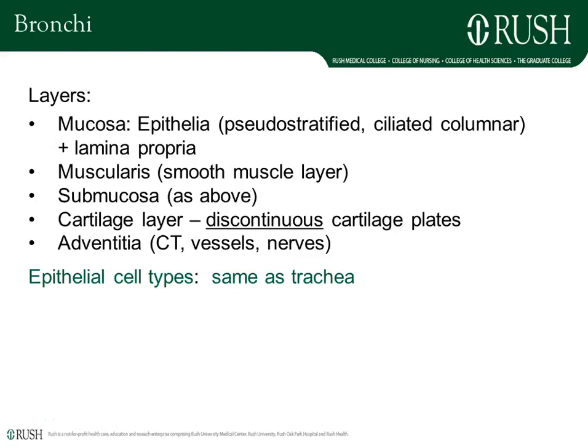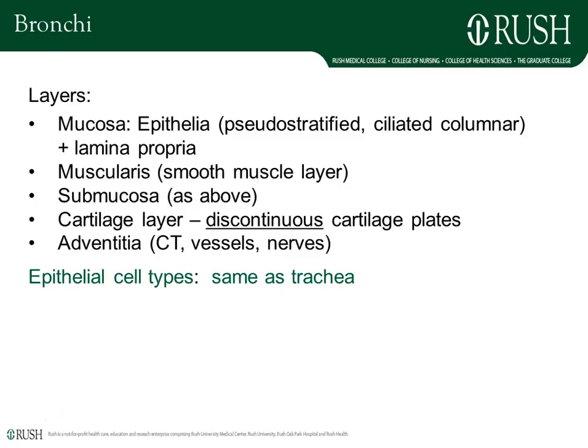So once air passes through the trachea, it reaches the bronchi. The bronchi has several layers. It's similar but not exactly the same as the trachea. Starting with closest to the lumen is the mucosa, comprised of the epithelia, same subtype, plus the lamina propria. Underneath that, there's a smooth muscle layer called the muscularis. Underneath that, there's the submucosa, similar to what we saw in the trachea, and a cartilage layer as well.